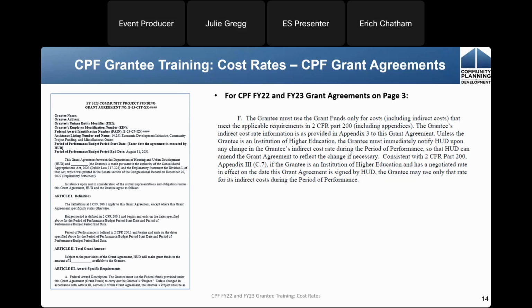If you're an institution of higher education and have a negotiated rate, that would be effective on the date the grant agreement is signed by HUD, and the grantee then at that point may only use the rate for its indirect cost during a period of performance. So I encourage everyone to access their grant agreements and review page 3, clause F, this section.